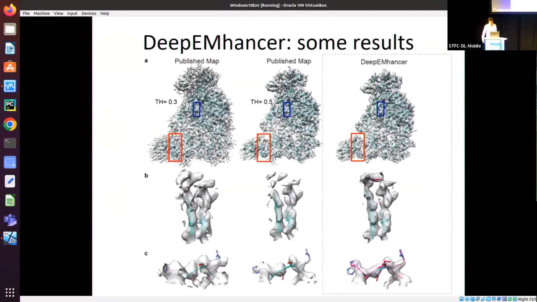And well, this is one figure from the paper. Generally speaking, you can see that DeepEMhancer tends to improve the quality of especially the more problematic parts of your maps, like these distal parts. And if you zoom into these regions, you can see that the density, overall speaking, looks more continuous, and in many cases it helps you to trace missing loops or even some problematic side chains.